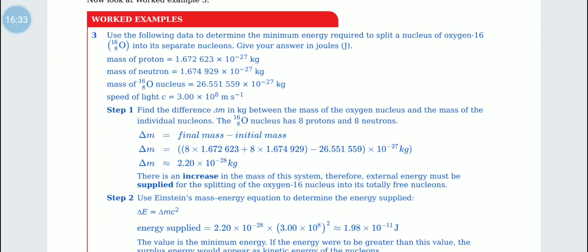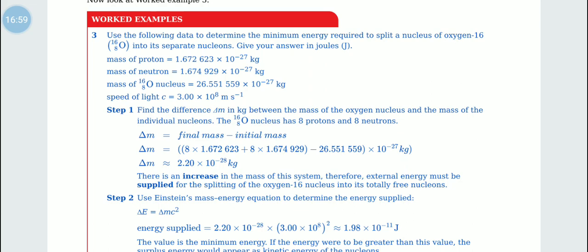Now let's look at worked example 3. So here the data you should use is to find the minimum energy required to split a nucleus of oxygen-16, or 16-8, into separate nucleons. We have to give the answer in joules. This is not exactly a very difficult question. Just follow the theory steps.